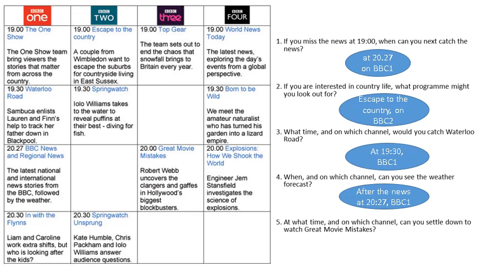With reference to question number 4, when and on which channel can you see the weather forecast? It is after the news at 8:27 p.m. on BBC One. And question number 5, at what time and on which channel can you settle down to watch Great Movies Mistakes? It is at 8 p.m. on BBC Three.